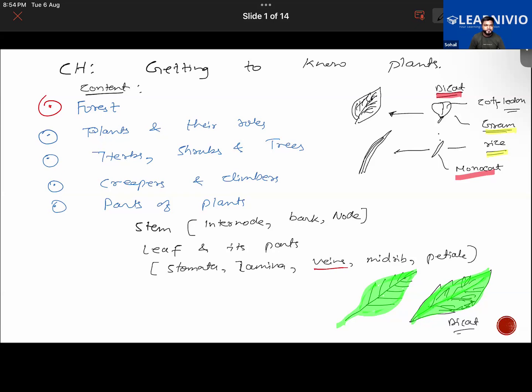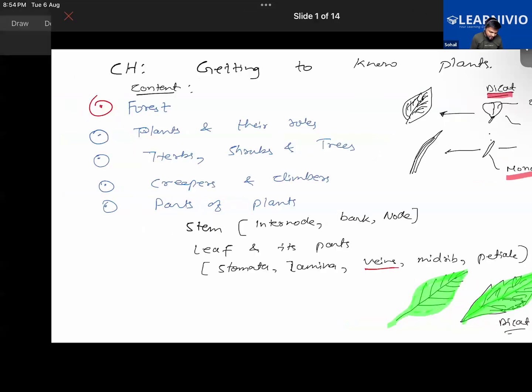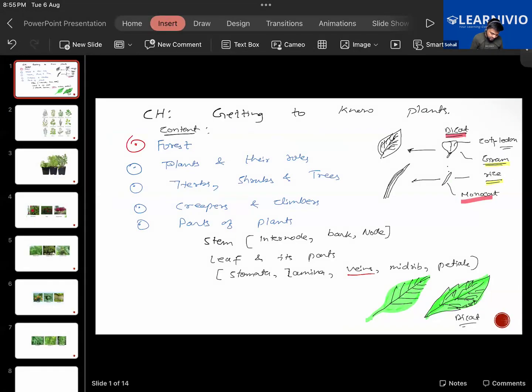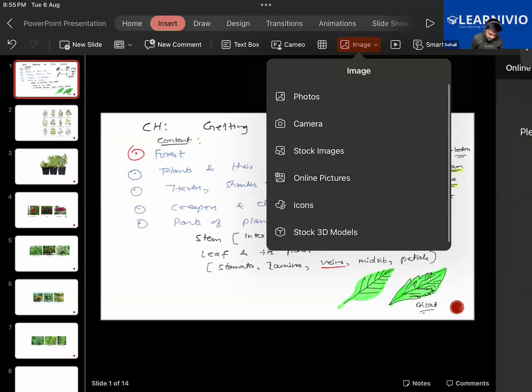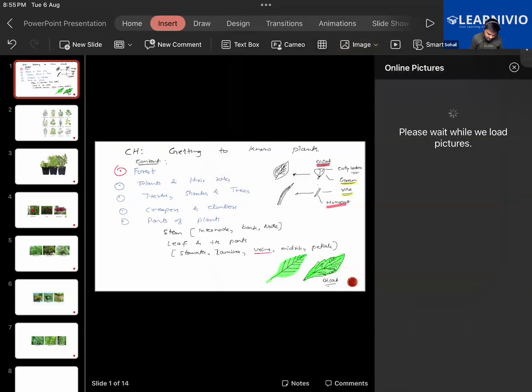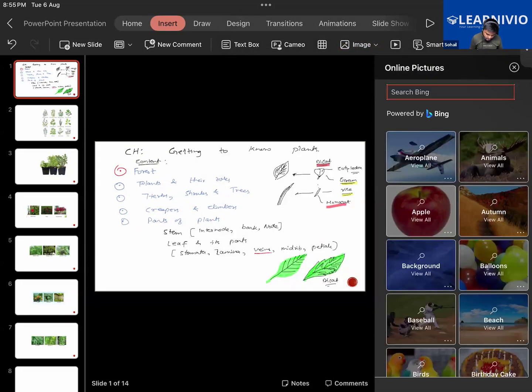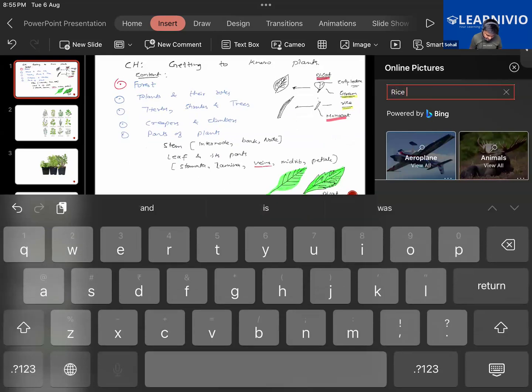Okay, so hope you guys are able to understand this. Okay, let's do one thing. We have this feature. Why not? Let's utilize this feature where you can get to see the picture live in the class. So just have a look at this.